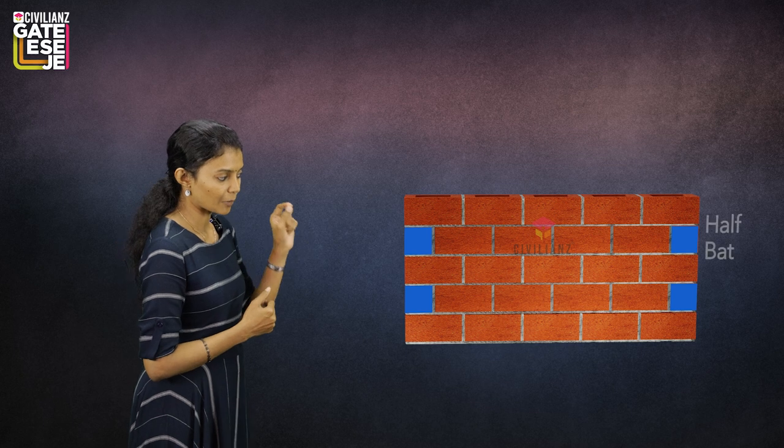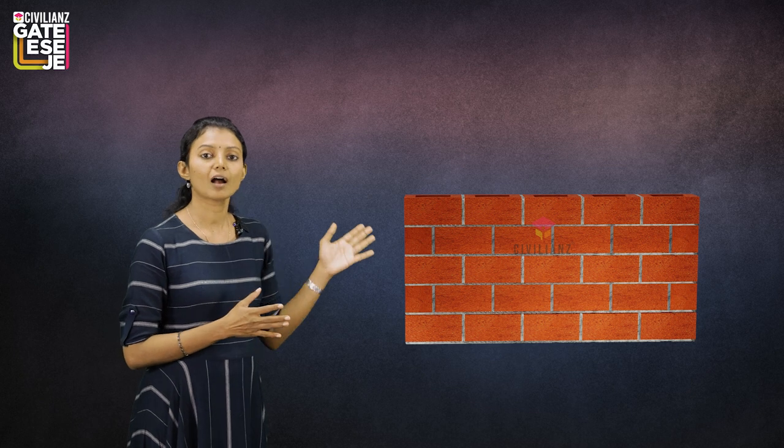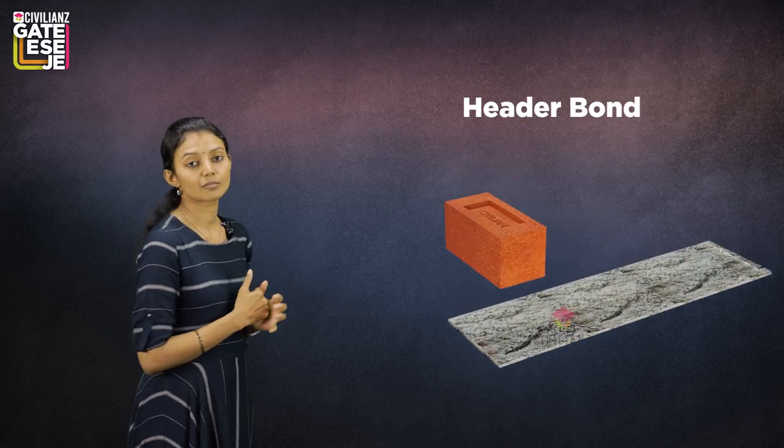And in this type of bond, to avoid vertical joints, we are placing half brick bats in every alternate course. And normally this type of bonds are used for construction of walls having half brick thickness. So this is a stretcher bond where only stretchers are placed and half brick bats are used for avoiding the formation of vertical joints.